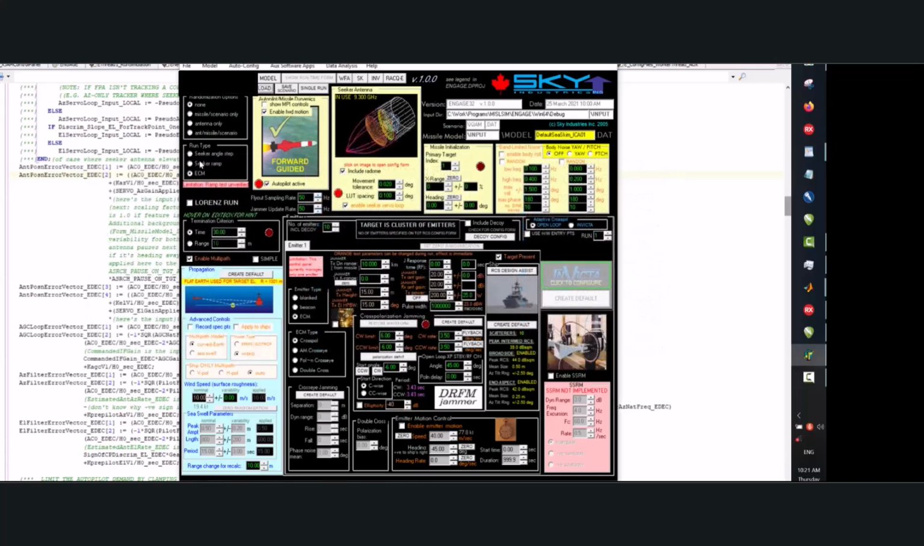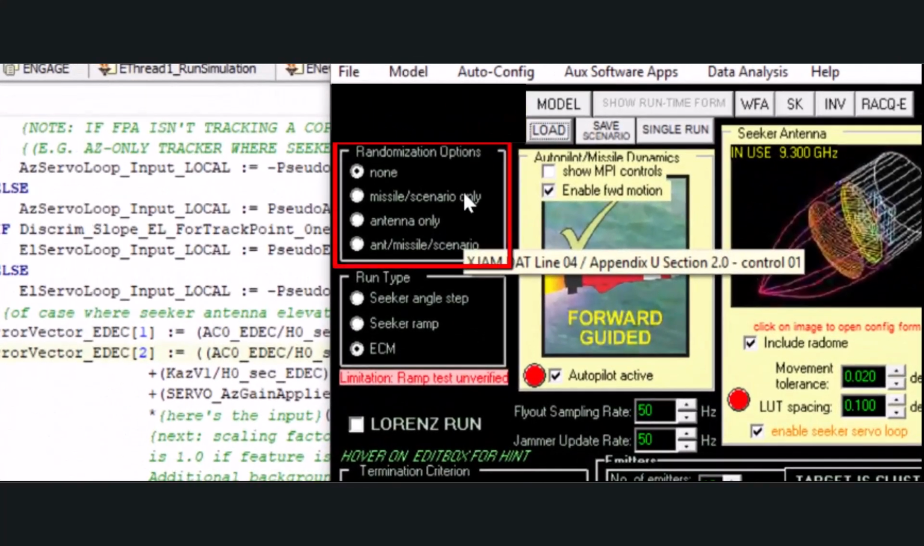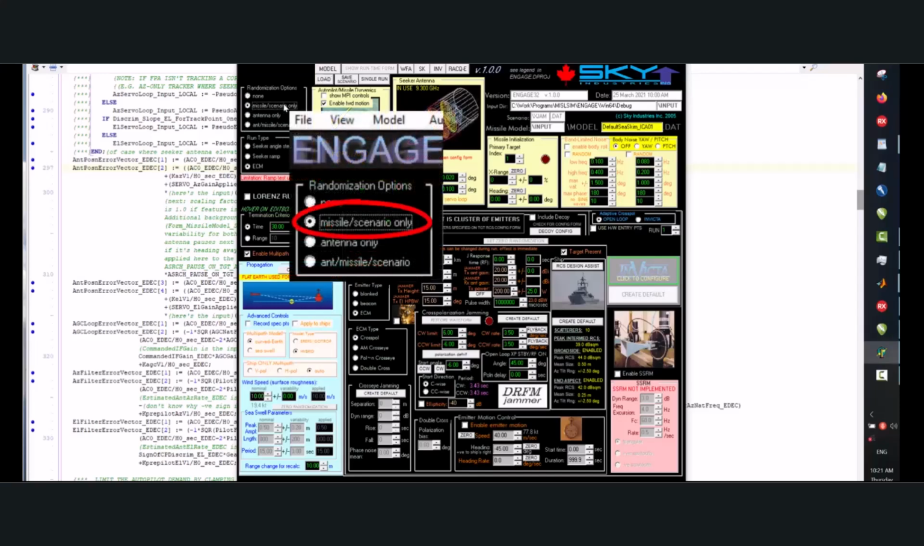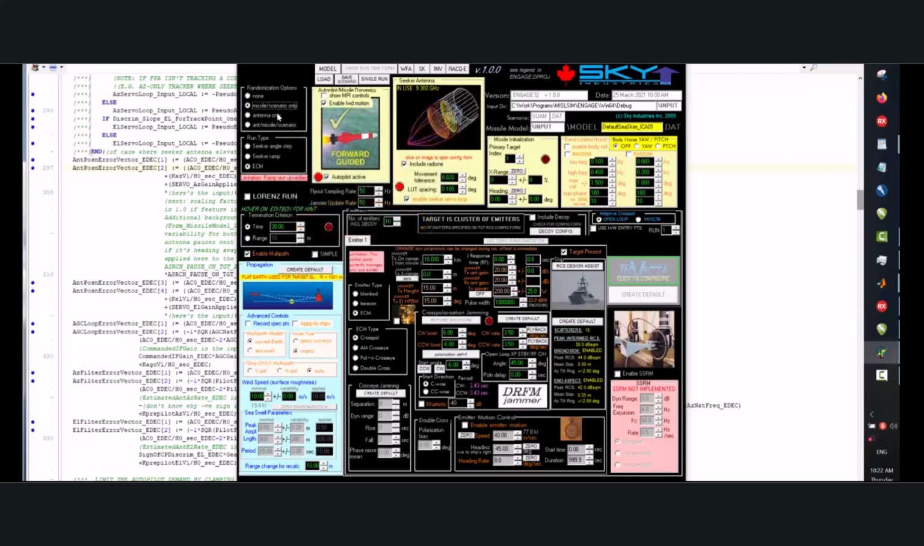So let's go quickly around from top left to bottom right, and see what these controls are and what they do, in simple terms. At the top left, we have randomization options. There are 4 options for randomization. The first is to randomize the missile and scenario only. Okay, so let's talk briefly about that.